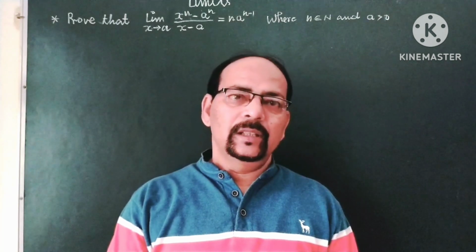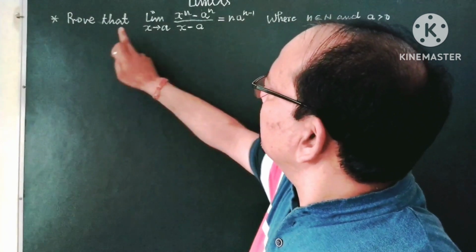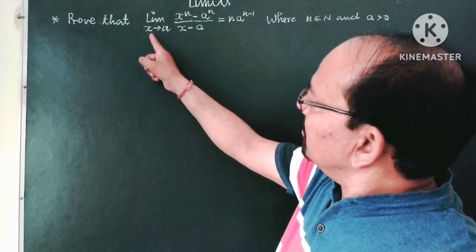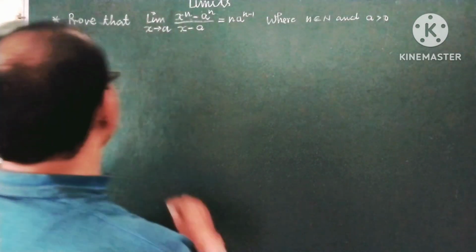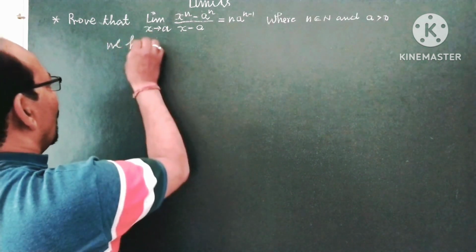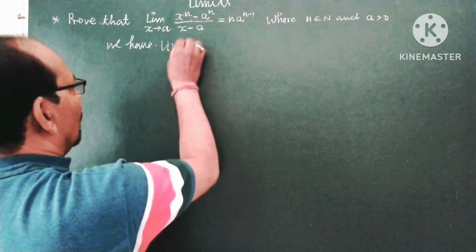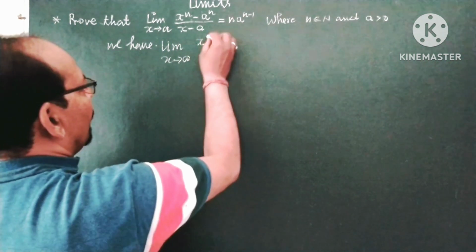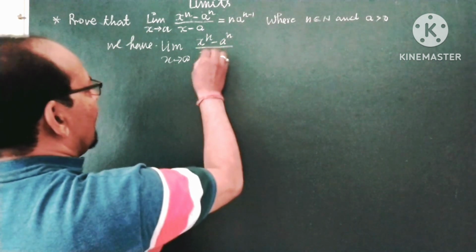Let's start. What is the question? The question is: prove that the limit of this function as x tends to a will be n into a raised to n minus 1. Therefore, we have limit x tends to a of (x raised to n minus a raised to n) by (x minus a).